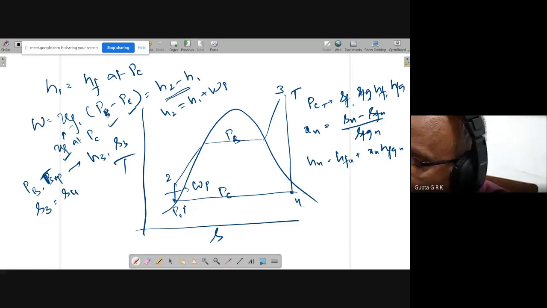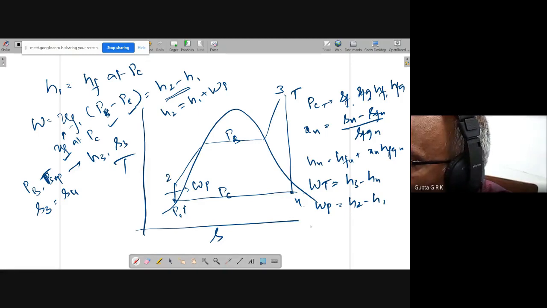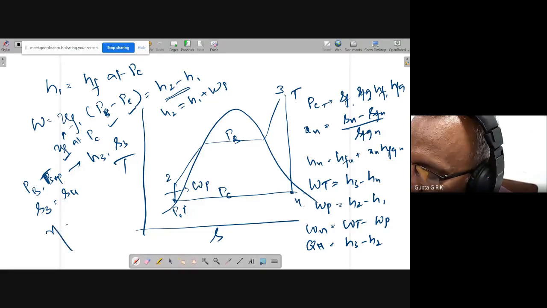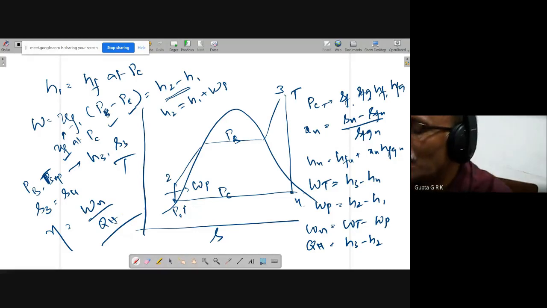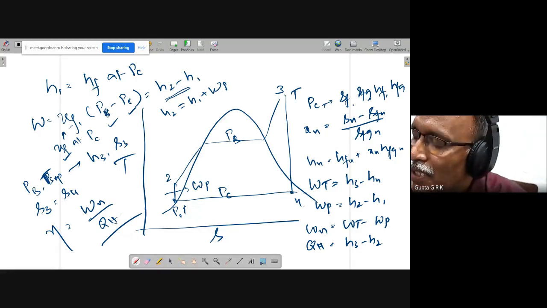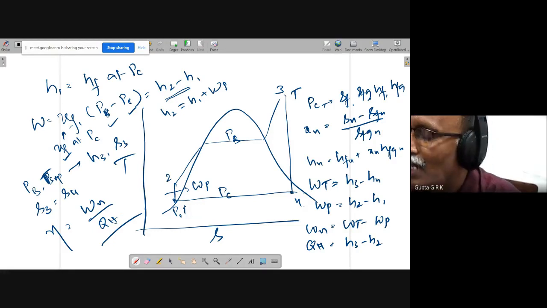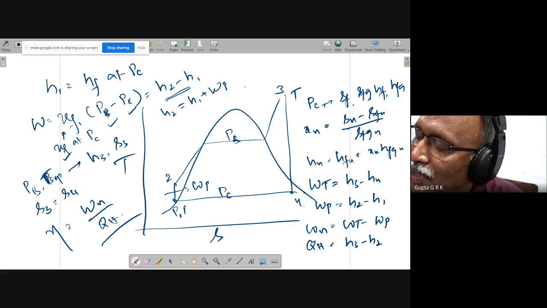Now I got H1, H2, H3, H4. So WT is equal to H3 minus H4, WP is equal to H2 minus H1, W net is equal to WT minus WP, QH is equal to H3 minus H2, and efficiency is equal to W net by QH. This is the way sequentially you have to go. You need not worry that it is a Rankine cycle and a pure substance, or that some processes are not given properly. You have to know this once steam power plant is given.